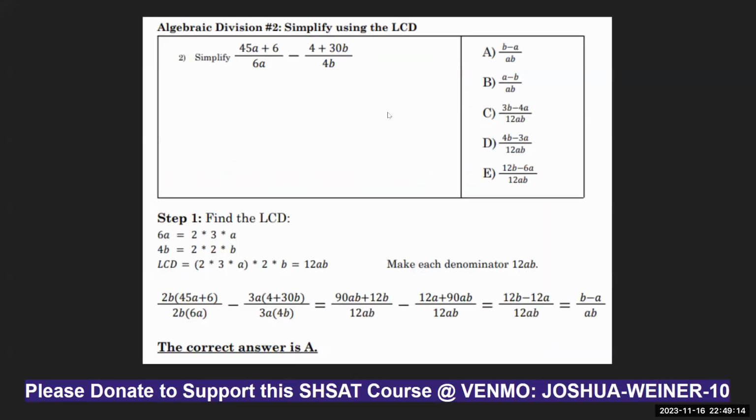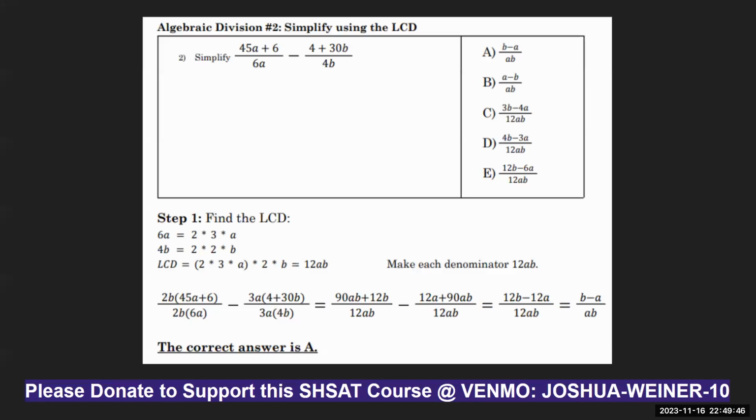A little more complicated, an advanced problem on the SHSAT would be to simplify with division, with fractions, when they're in variable form like this. So for example, an advanced question like number 2 would be simplify 45a plus 6 over 6a minus 4 plus 30b over 4b. Well, the first thing we have to do is find the least common denominator for this fraction.